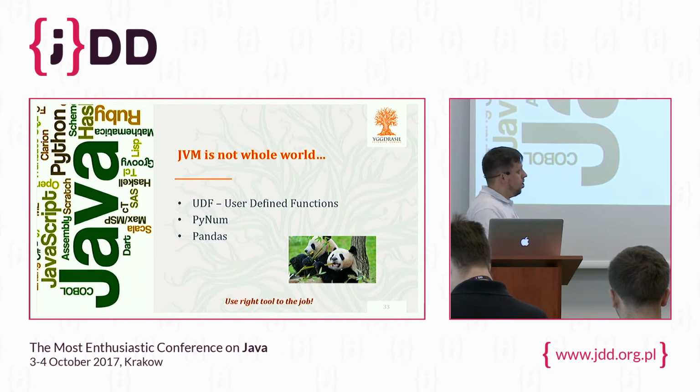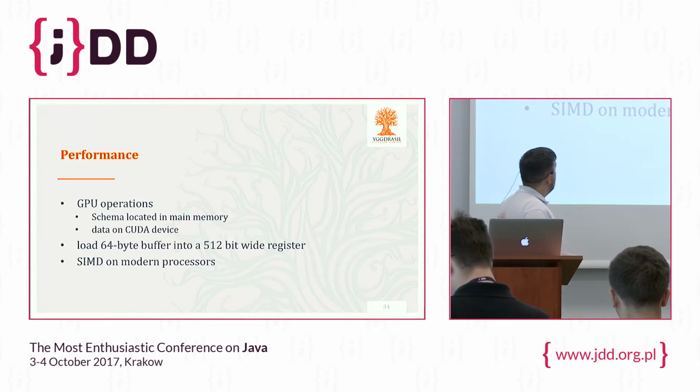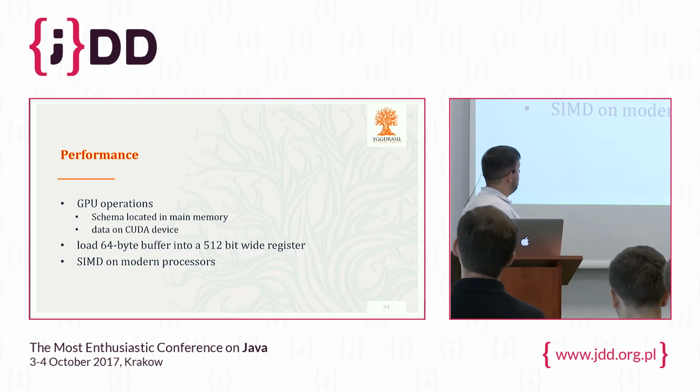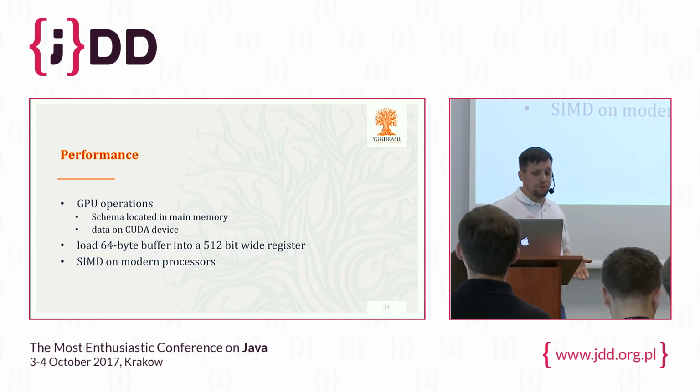And from any programming languages, of course, not only from Python, but Python is very popular in that world. So performance, how does this perform better? GPU operations can be done. Right now, they are working hard on that. So the schema is located in the main memory, and with CUDA, the device will have our data and processing all the time. So it's also optimized that way.